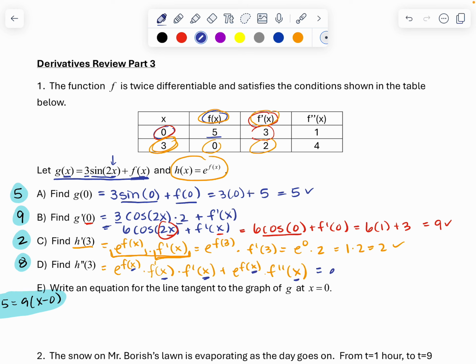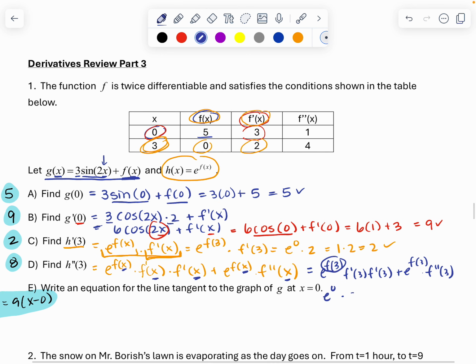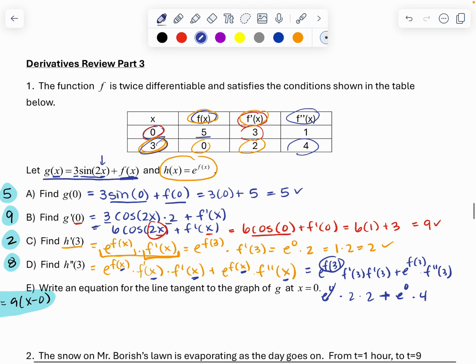I'm going to get e to the f of 3 times f prime of 3 times f prime of 3 plus e to the f of 3 times f double prime of 3. Okay, again from the table we know that f of 3 was 0, so this is e to the 0. F prime of 3 was 2, so times 2 times 2. Again, e to the f of 3, that's 0. And f double prime of 3, first one popping up here is a 4. And this is a plus sign, not a times sign, sorry. So again, this is 1, 2 times 2 is 4, plus this is 1, 4.